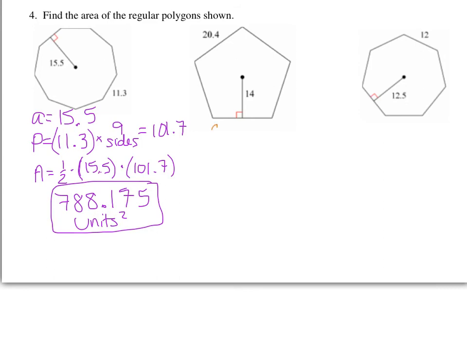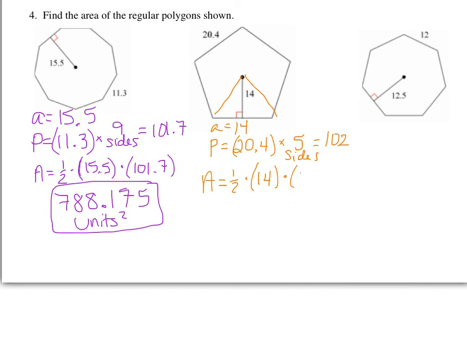All right, for the next one, our apothem is the height of the triangle that's created. So my height is the 14. My perimeter then, I'm taking my 20.4. And in this one, let's see, we have 1, 2, 3, 4, 5 sides. So when I do that, I got 102. So let's set it up. 1/2 times my apothem of 14 times the perimeter of 102. And if we type that in the calculator, we get 714, and that's units squared again.